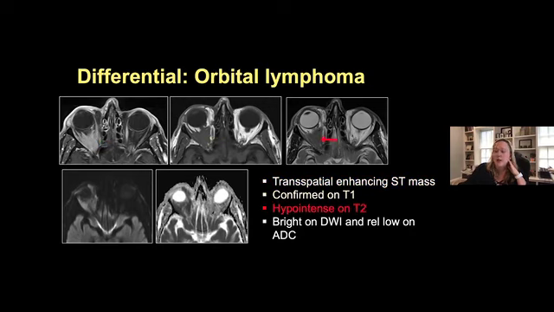And it's hypointense on T2, compatible with a hypercellular tumor, which these lymphomas are. Because it's hypercellular, it can also demonstrate restricted diffusion, so it can be bright on diffusion and relatively low on ADC sequences. So this is a pretty characteristic case of orbital lymphoma, but that can also look almost identical to idiopathic orbital inflammation, which we'll show in another case.